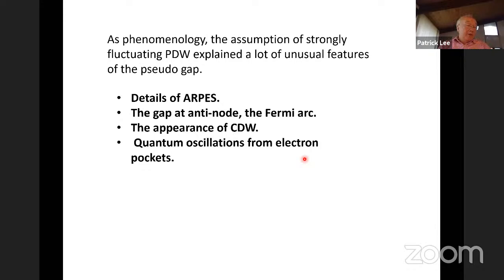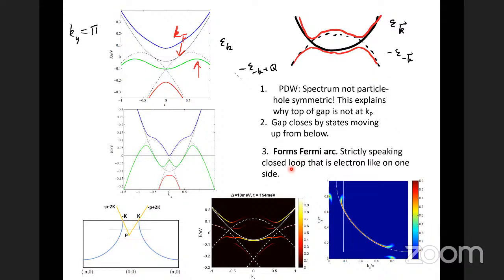Patrick, yes? One question. Just to clarify, this pair density wave is supposed to occur below T star, commencing at T star?